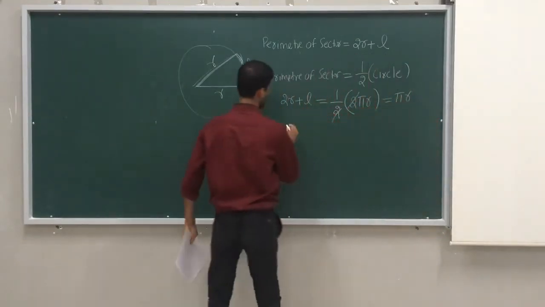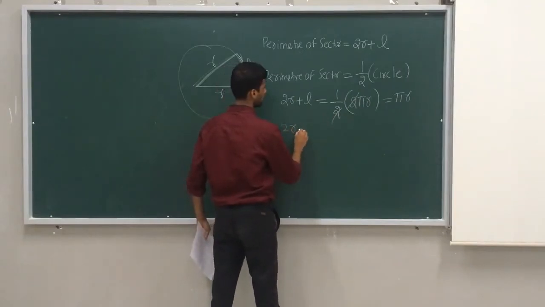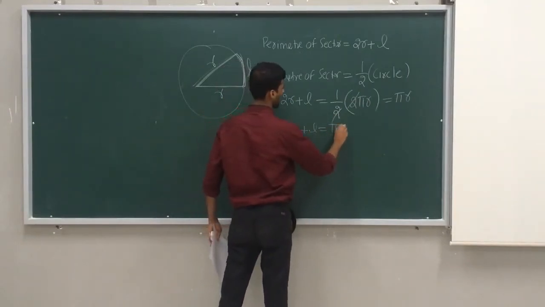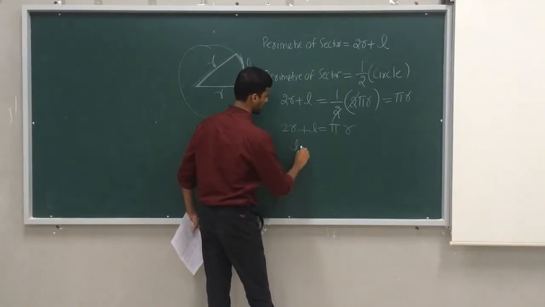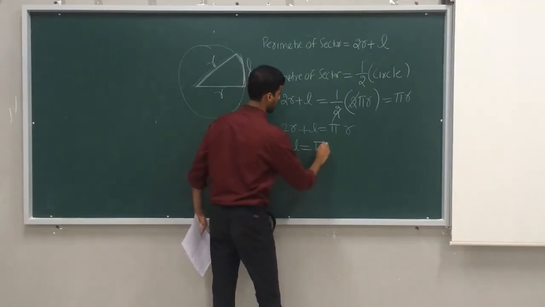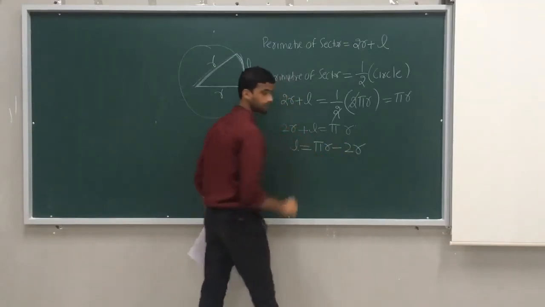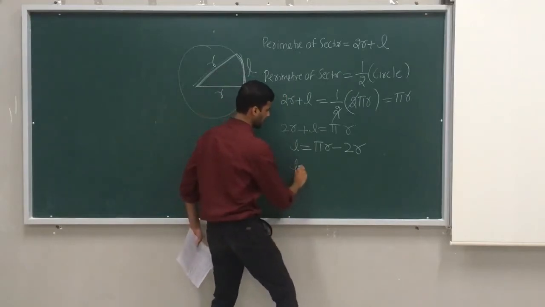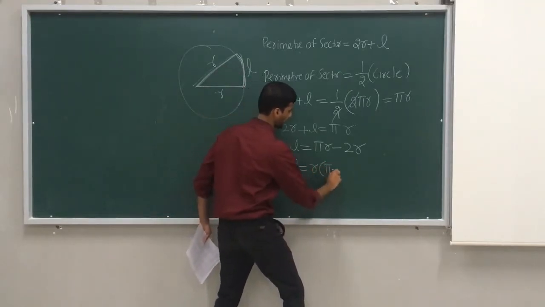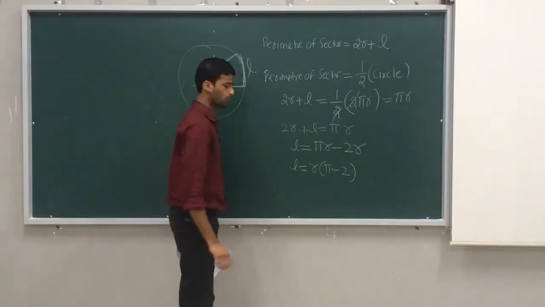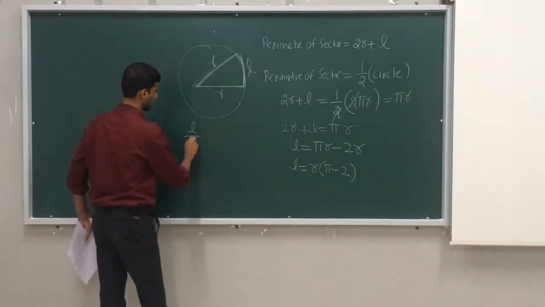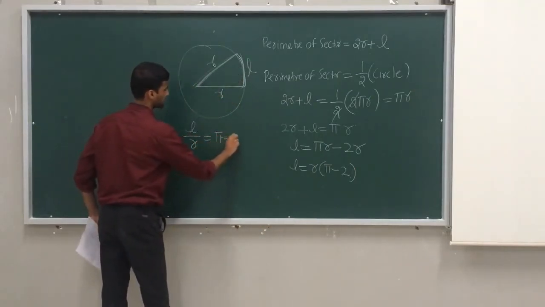Therefore, what I will do here is 2r plus L equals pi r. So what is L equal to? It is pi r minus 2r. If I take r common, it is (pi minus 2) r. What is the next step? I will write L by r equal to pi minus 2.